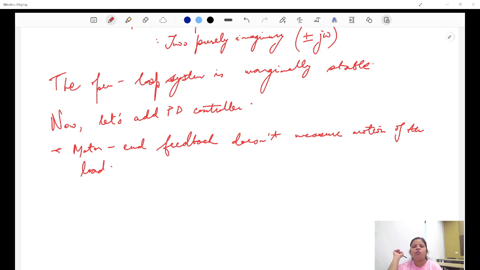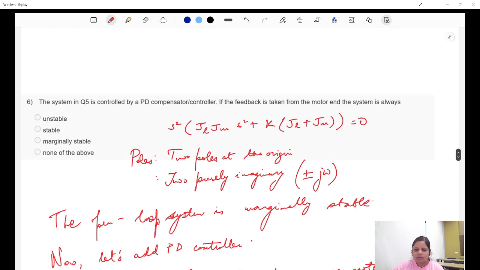So PD controller won't help and the closed loop system will remain marginally stable. Sustained oscillations may exist due to the elastic element. So it is definitely not unstable. It is not stable as the poles are on the imaginary axis. So not asymptotically stable. It is marginally stable because there are two integrators and two undamped oscillatory poles. So it is marginally stable and none of the above is no.